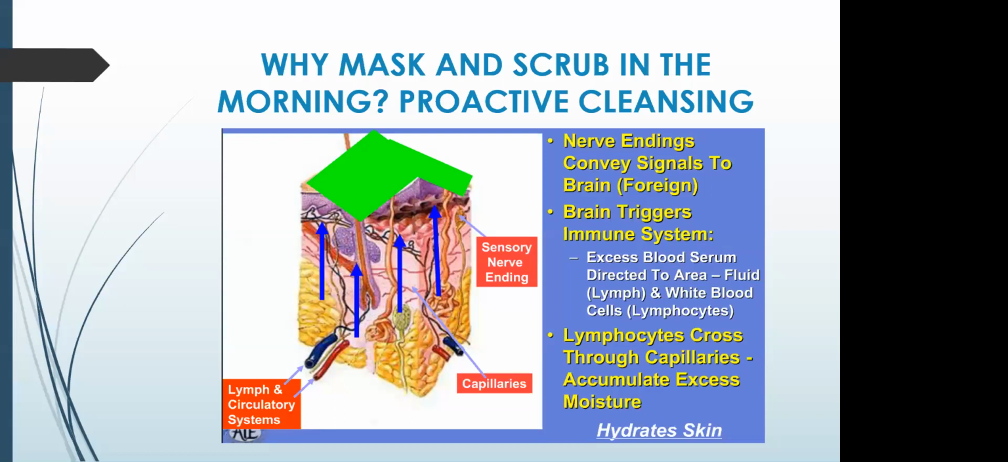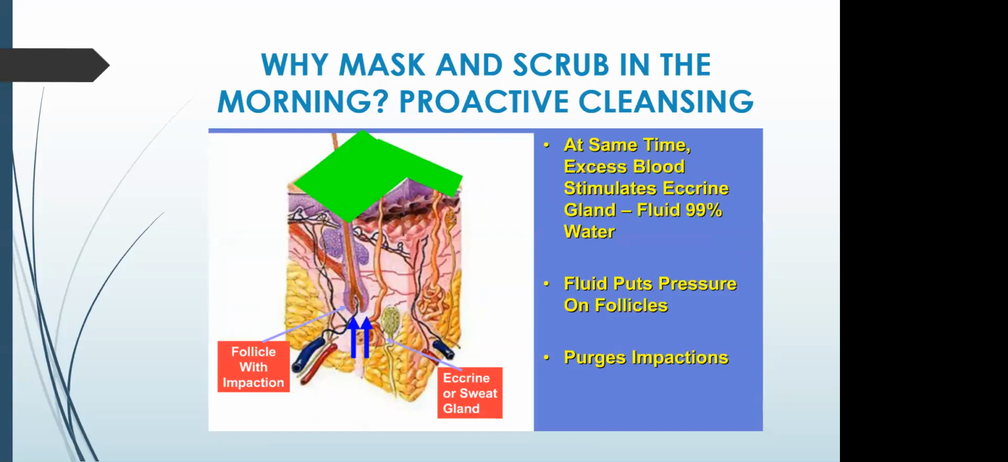These sensitive lymphocytes cross through the capillary wall and begin through a chemical process to accumulate excess moisture within the tissue. At the same time, the excess amount of blood stimulates the eccrine gland, and production or excretion of its waste product is activated. And then the scrub is applied in a gentle circular motion to remove the mask.